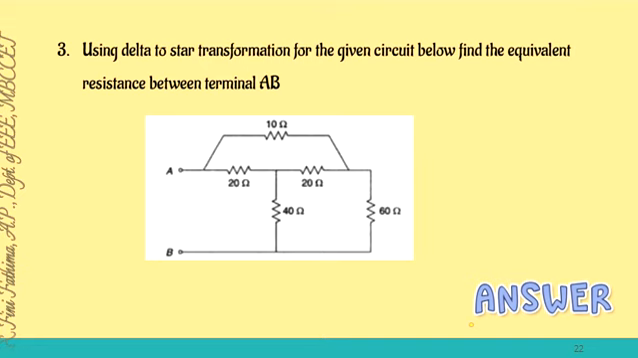So the next question is, we have to find out the resistance across this terminal. So how can we solve this? This is a delta connection, or this is a star connection. We can choose any one of them. Either this is a delta connection, or we can take this as a star connection.